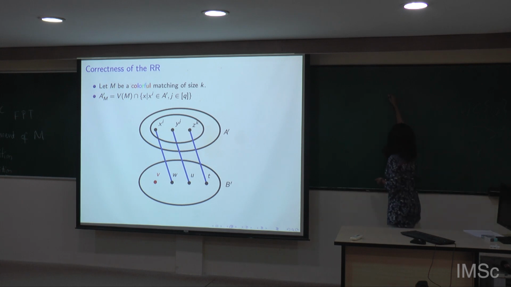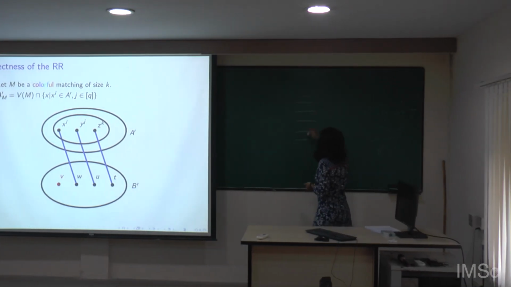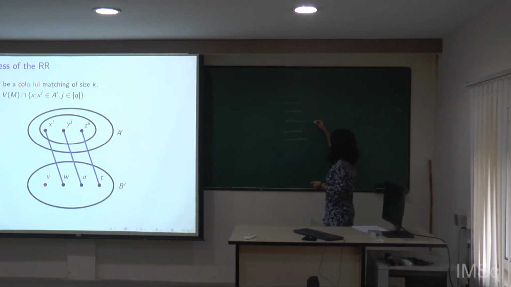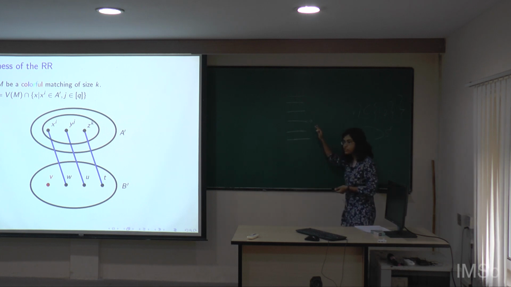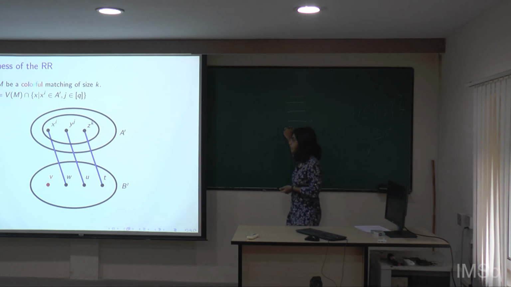So what do you have? You have this colorful matching. Just imagine that these are all different colors, and you have this vertex phi here. This edge is part of this colorful matching, and now I have deleted this vertex. So in G prime, this edge cannot be there.